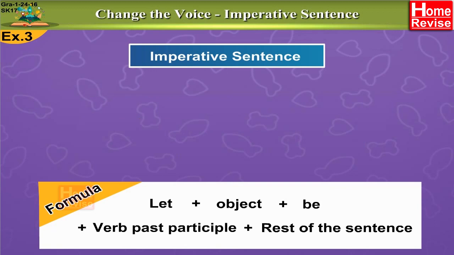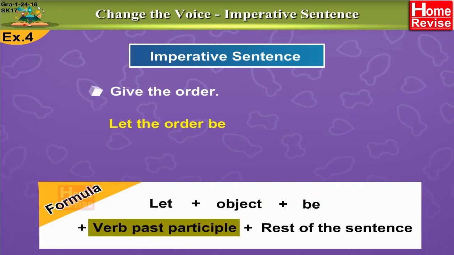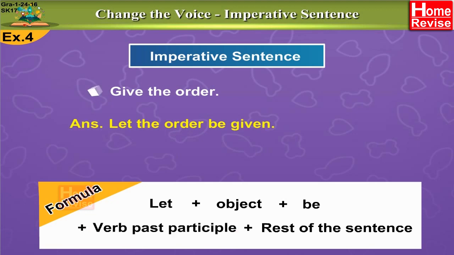Let's take one more example. Give the order. What is to be given? The order. So the order is the object. Begin the sentence with let. Let followed by the object the order plus be plus the past participle of the verb give is given. So the answer is let the order be given.